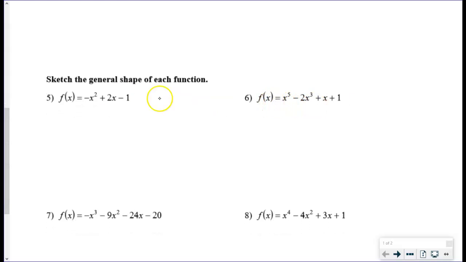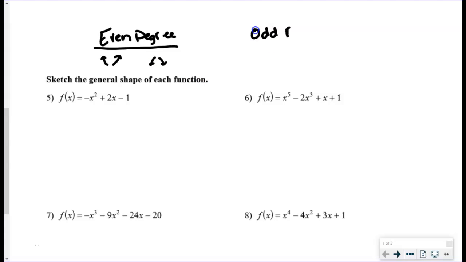So next, the general shape, which you guys can always use your graphing calculator, but what we're trying to get you to do is to not use your graphing calculator so much. If you have an even degree, meaning quadratic or quartic, your ends are either going to go up, up, or they're going to go down, down, depending on their leading coefficient.